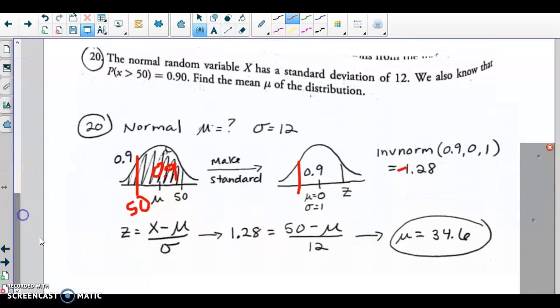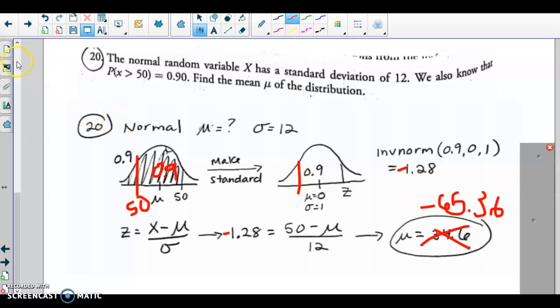It's me getting a z-score. So now my z would have been negative 1.28. And let me recalculate really quick. Negative 1.28 times 12. I subtract 50 and divide by a negative. This should be negative 65.36. Sorry for my writing.